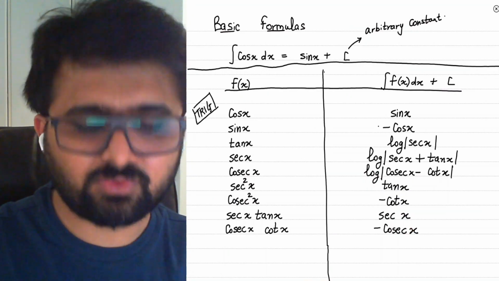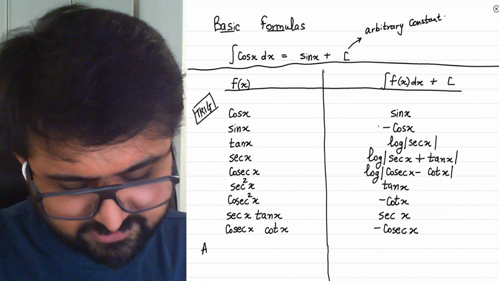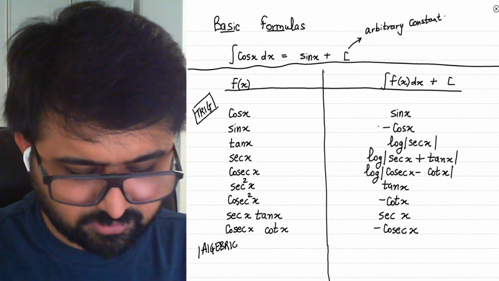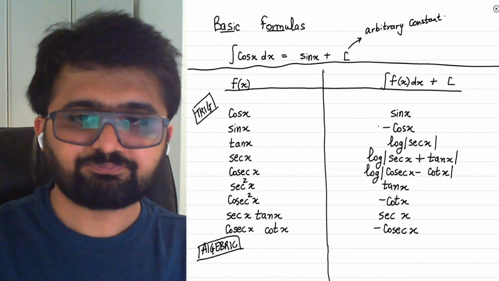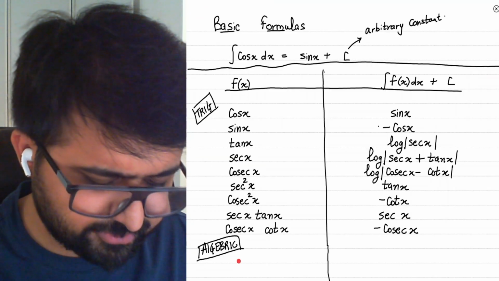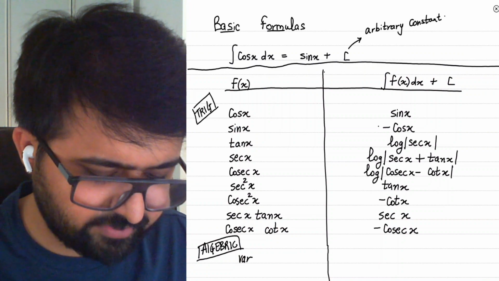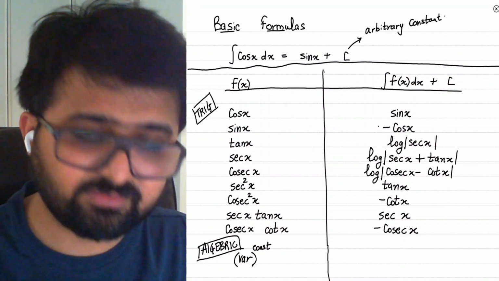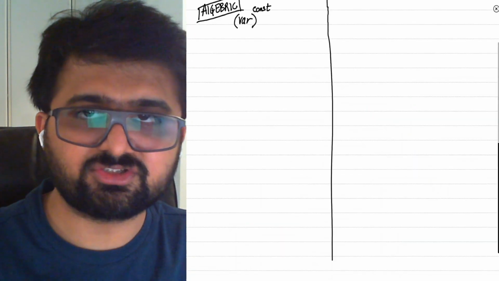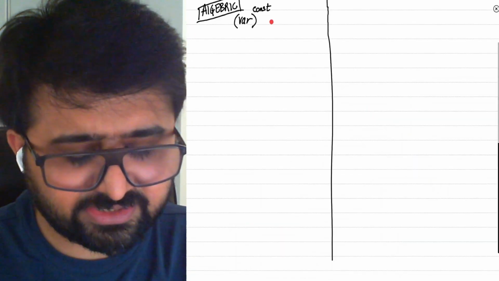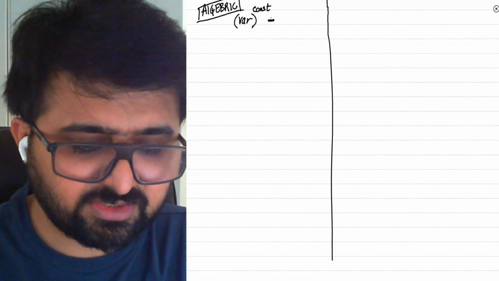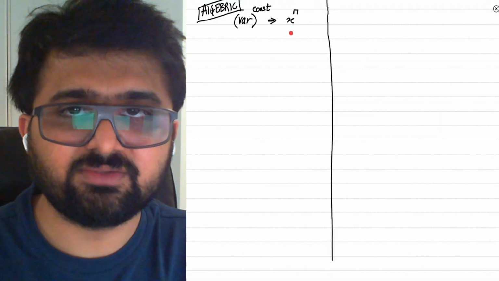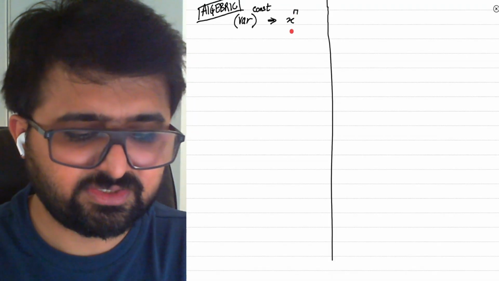All right, now let's move on to algebraic functions. Now, algebraic functions are the functions which look like variable to the power constant. So if you want to write it mathematically, this would be something like x to the power n, which is variable x to the power constant.